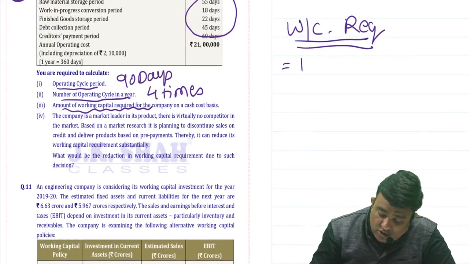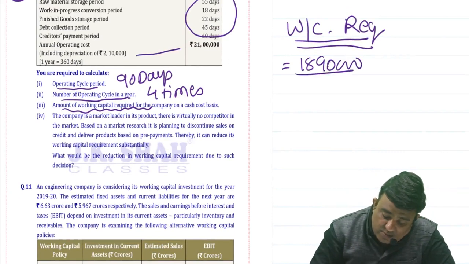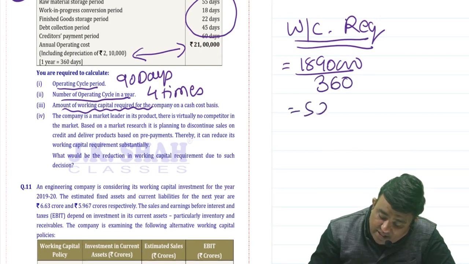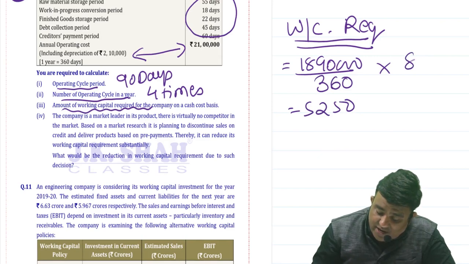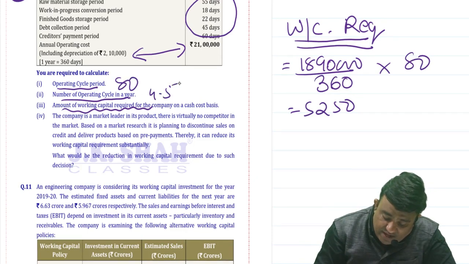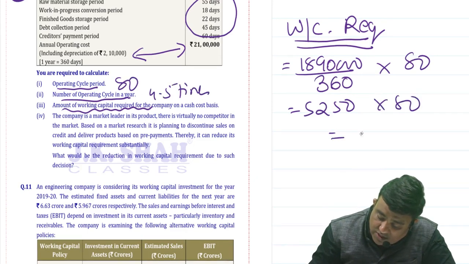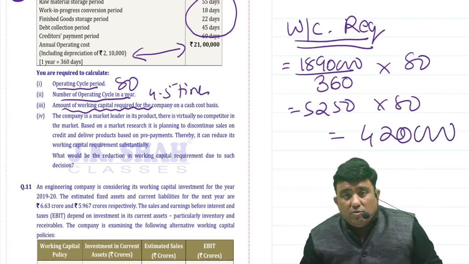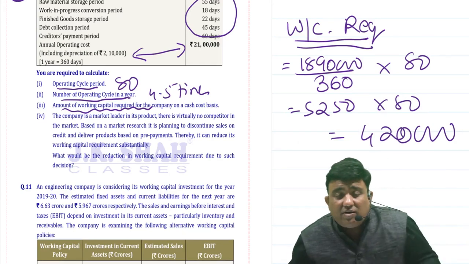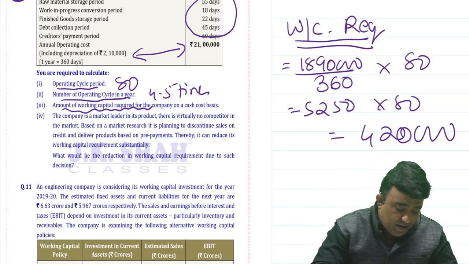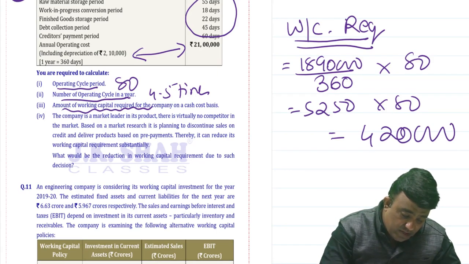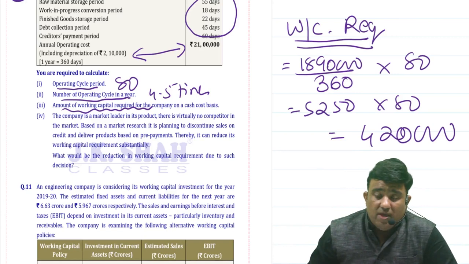Ad hoc means the total cost is 18,90,000, because depreciation will not be considered in the 21 lakh. We will ignore that, and that will be divided by 360. So per day is 5250, multiplied by, let me take this as 80 days. If this is 80 days, this is 4.5 times, if not wrong. So if this is 80 days, student, this is going to be 4,20,000 working capital requirement. Yes, no? Done? And that 4,20,000 is going to be your working capital requirement. Let me just check the mathematics for a moment: 5250 into 80. Yes, 4,20,000 is my final working capital requirement. Student, this is ad hoc.